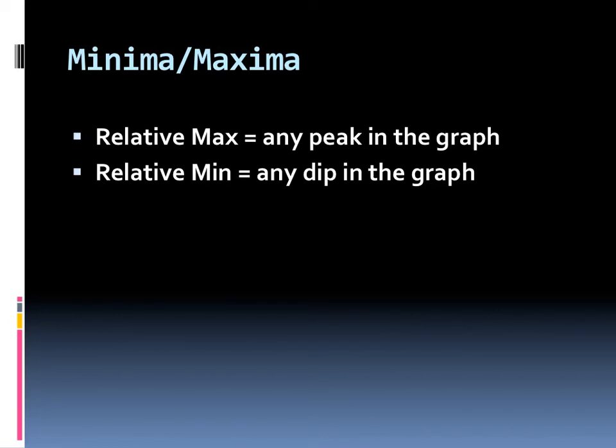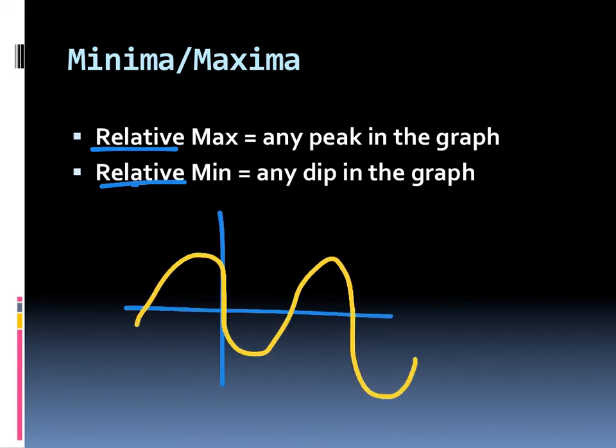Max and min. So these are relative max and relative min. A relative max is any peak in the graph. So anytime it goes up and comes back down. And relative min is any dip in the graph. Anytime it goes down and comes back up. So if my graph did something like this, every time it goes up and comes back down, it's called a relative max.